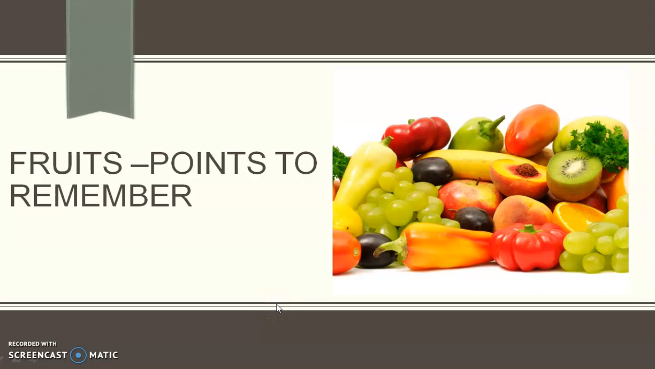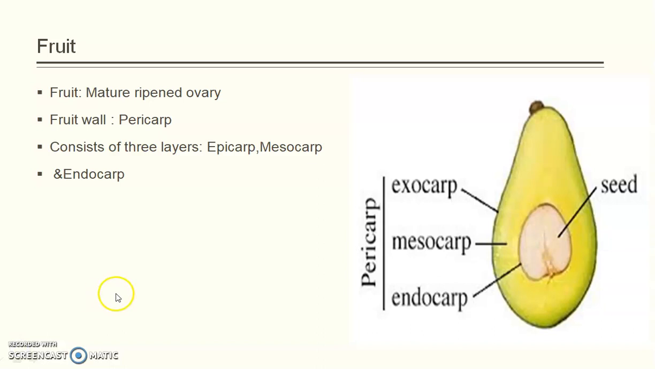Let us revise the important points to remember in the topic fruits. And what is a fruit? After ripening, the mature ripened ovary is termed as fruit and the ovarian wall changes into pericarp.